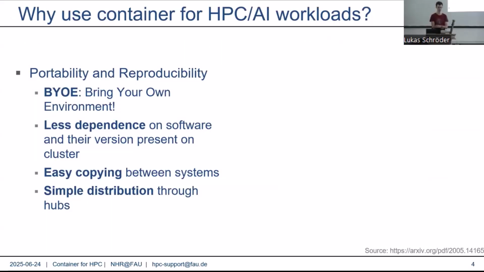First, the introduction. Why? The first argument is portability and reproducibility. One main goal is that you can bring your own environment. Inside a container, you can set up something like an OS, which I'll explain more closely, so you have way more freedom inside. On the other hand, you also have less dependence on software that is present on the clusters that we have. Additionally, it is packed as one file, and this file can be easily copied and also works on other systems that use, for example, containers. This means the distribution is also easier.